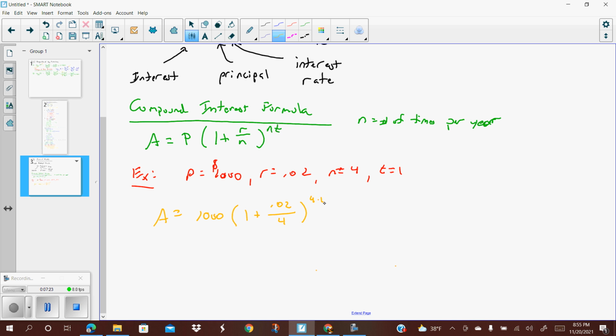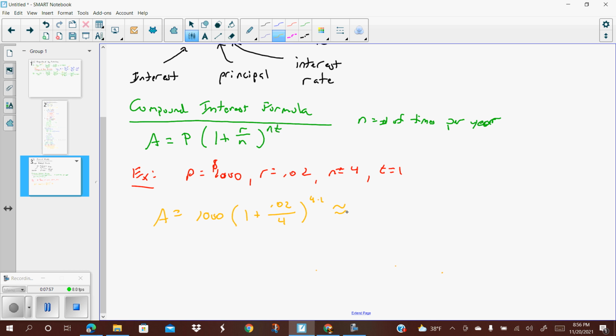From here, it's literally just plugging stuff into a calculator. You just have to be careful. Personally, I like to do what's inside the parentheses first. I do 1 plus 0.02 divided by 4 in the calculator, get a value, raise that to the exponent, which in this case is going to be 4, and then I'll multiply it by 1,000 at the end. That's the way I actually like to type it into the calculator. However it works for you, as long as you're getting the right thing. What I will tell you is usually that is the hardest part. It's typing the stuff in the calculator the right way to get the value.